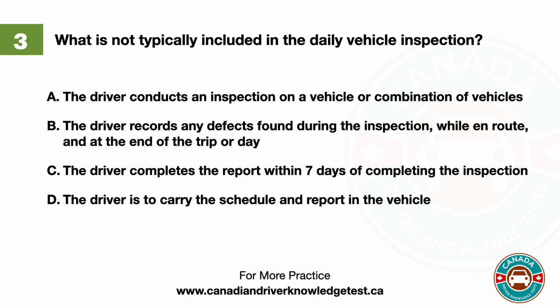Question 3. What is not typically included in the daily vehicle inspection? A. The driver conducts an inspection on a vehicle or combination of vehicles. B. The driver records any defects found during the inspection, while en route, and at the end of the trip or day. C. The driver completes the report within 7 days of completing the inspection. D. The driver is to carry the schedule and report in the vehicle. The answer is C. The driver completes the report within 7 days of completing the inspection.